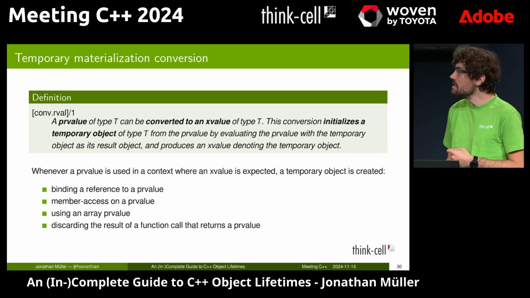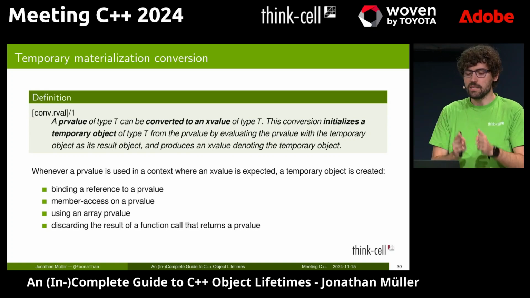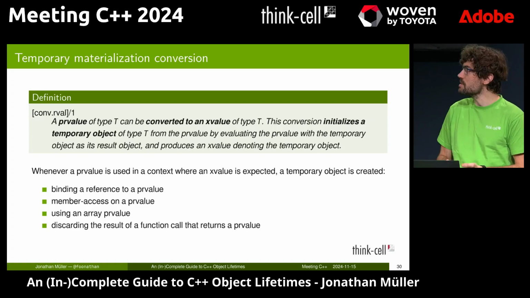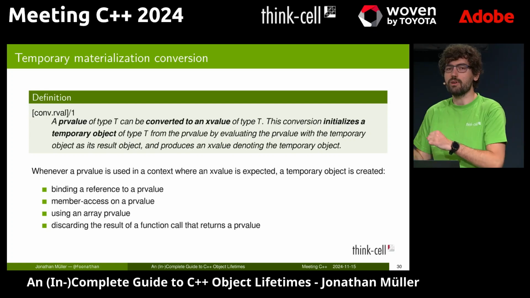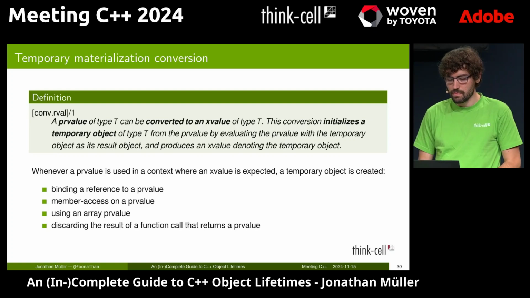Interestingly, this one: when we have a function that returns a PR value, for example a function returning std::string, then this std::string has a destructor. We want to call the destructor when we don't need the object anymore. But the destructor is a member function, so in order to do that, we create a temporary object, initialize it to the function call, and immediately destroy it. So that's temporary materialization conversion.